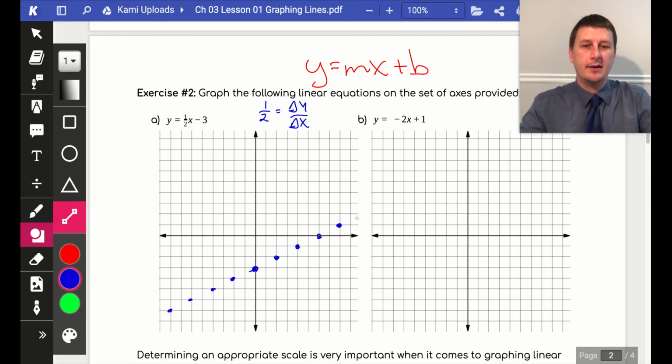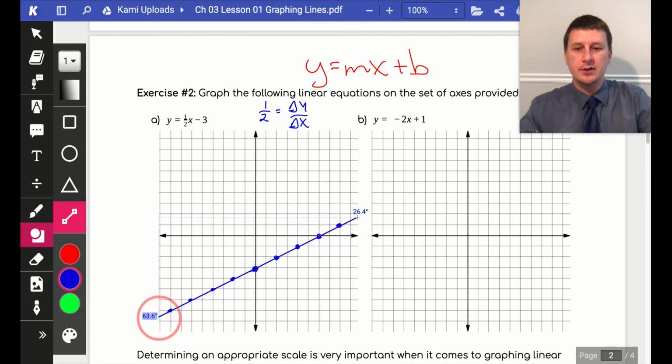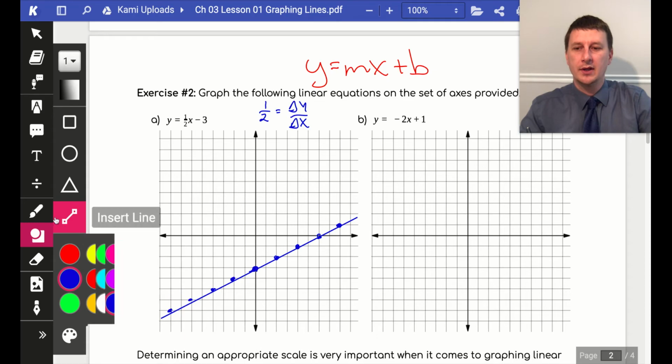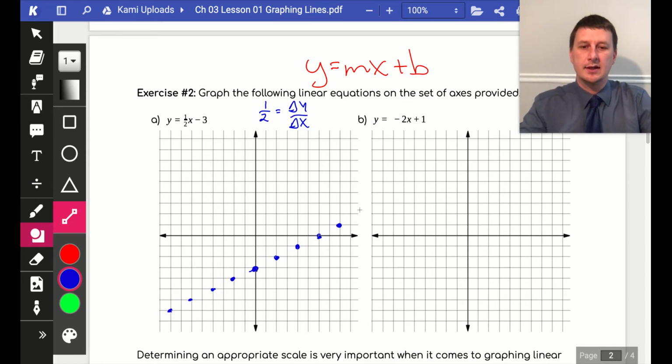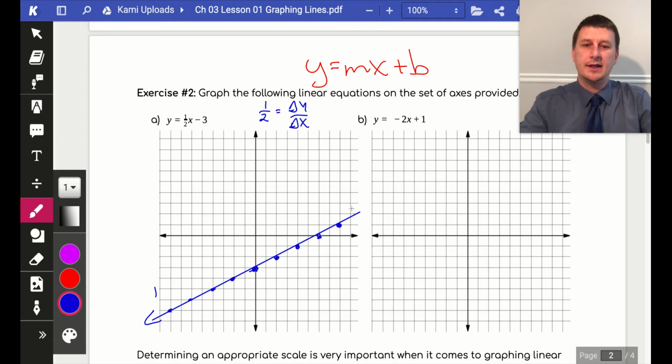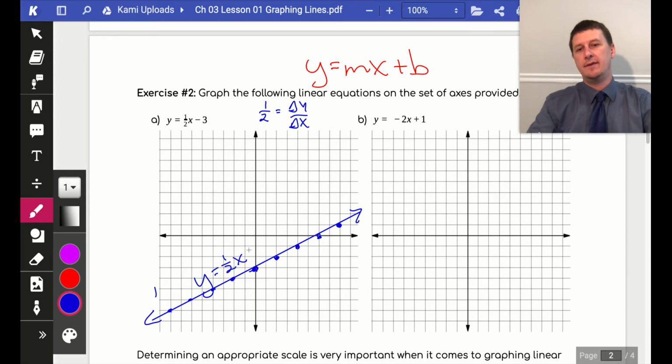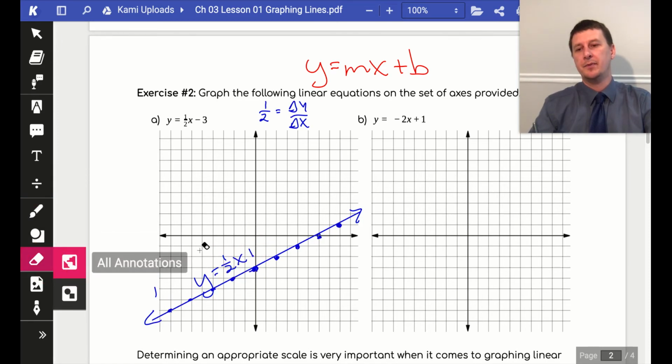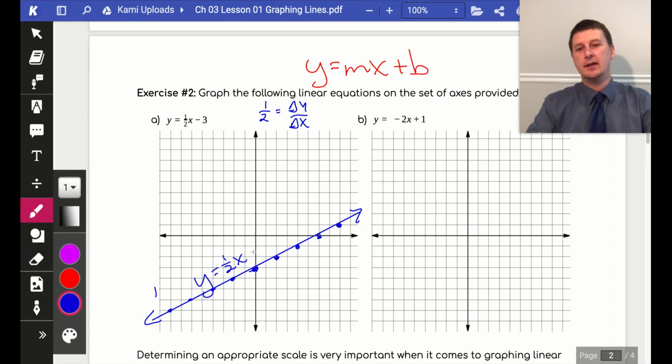So I'm going to go ahead and use a straight edge to connect them all. And I'll redo that one more time just so they're all connected. And there we go. That's better. And again, feel free to put arrows on the end of that line. Even if you want to label the line, that's cool as well. Give that line a name. This line's name is y equals 1/2 x minus 3.